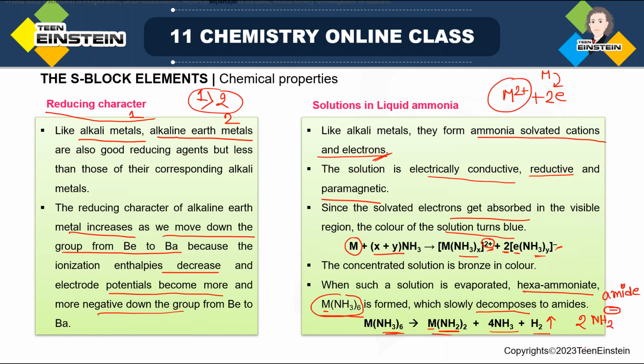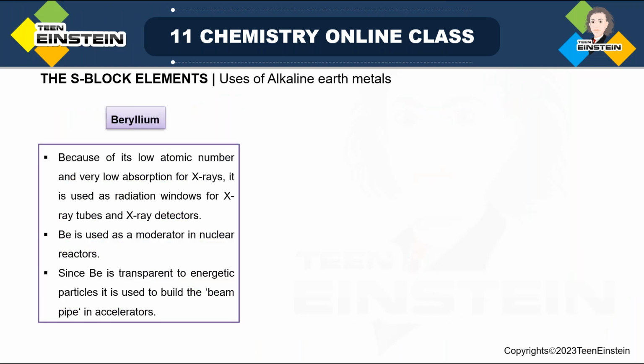So these are the chemical properties for group 2 elements. Now we will switch to the application part, that is, uses of alkaline earth metals. We will start from the first metal, which is beryllium.